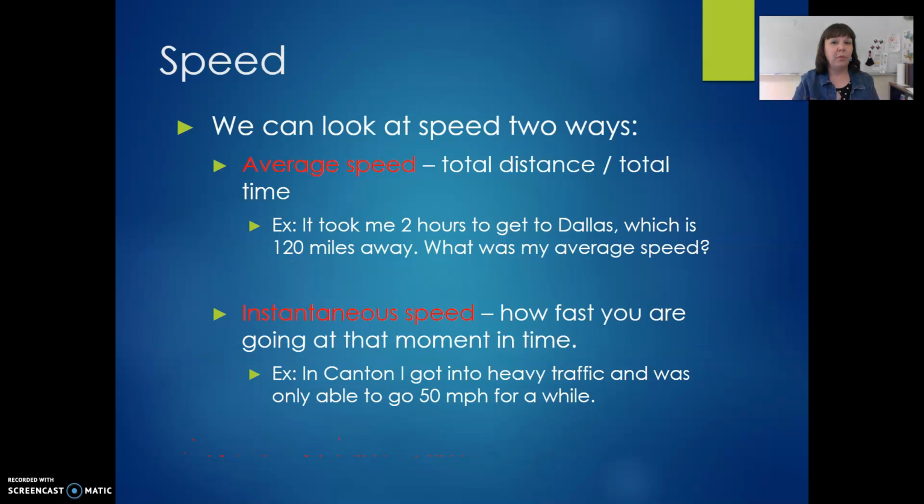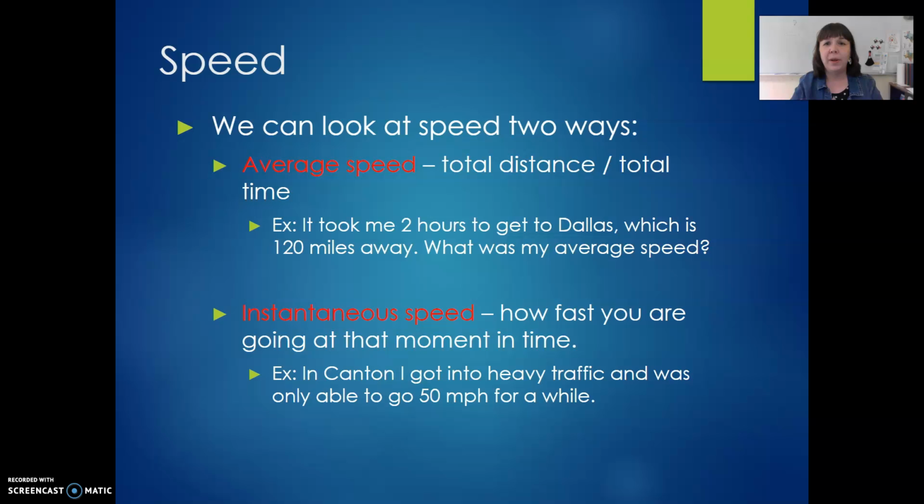We can look at two things. We can look at the average speed, which is the total distance that you covered divided by the total time. For example, if it takes me 2 hours to get to Dallas, and Dallas is 120-ish miles away, what's my average speed? Distance, 120, divided by time, 2 hours, that'd be 60 miles per hour.